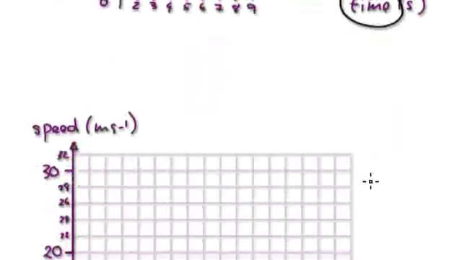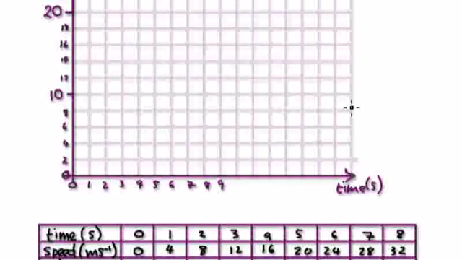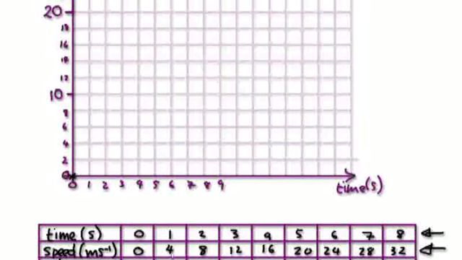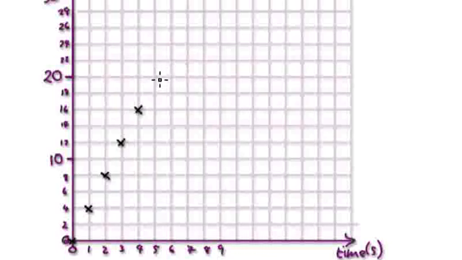Now the speed time graph. Let's look at the speed here. This is what we did earlier. The speed is here. Time is up here. So when time equals 0, the speed is 0. When time equals 1, the speed is 4. When time equals 2, the speed is 8. When time equals 3, the speed is 12. When time equals 4, the speed is 16. When time equals 5, the speed is 20.